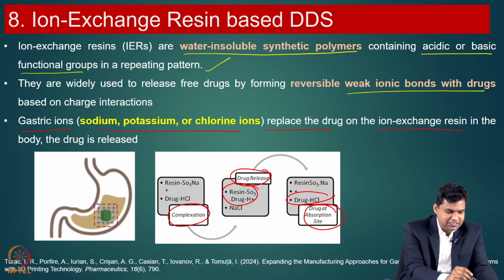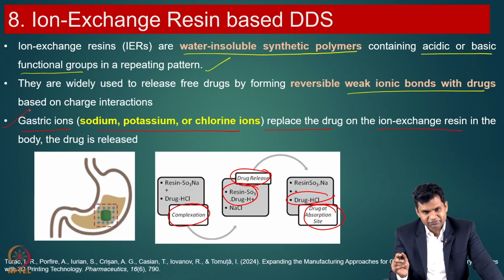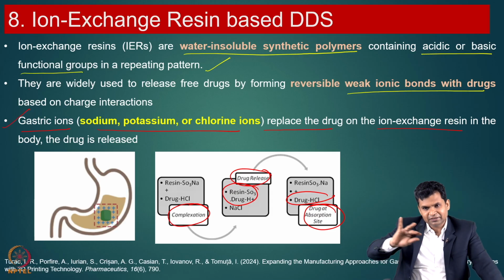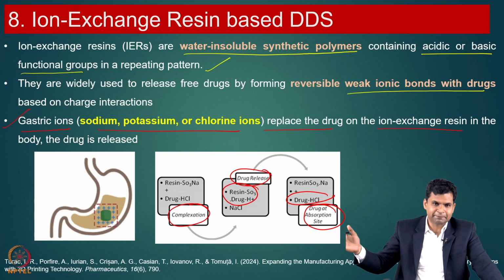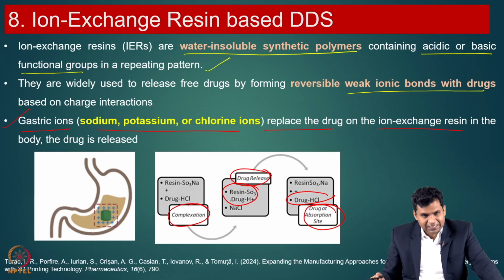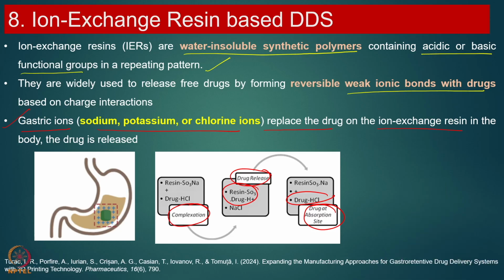Yes, the condition is that these gastric ions will replace your drug, and then your drug will be released and come in contact for a longer time. So, this is also one of the best mechanisms in gastroretentive drug delivery systems. We can use various types of ion exchange resins. You can see here, the polymer based or ion exchange resin based systems, with that also we can enhance the gastroretentive drug delivery systems.